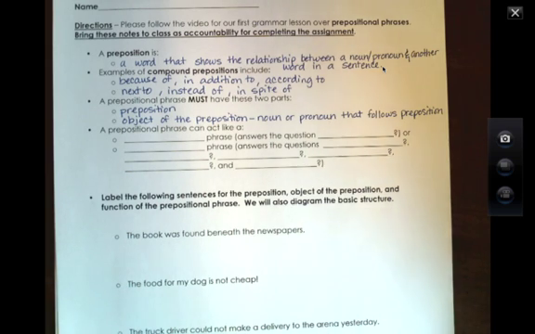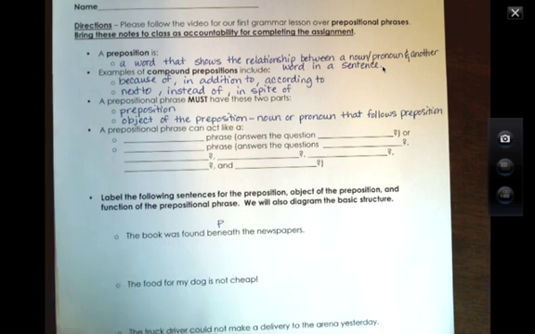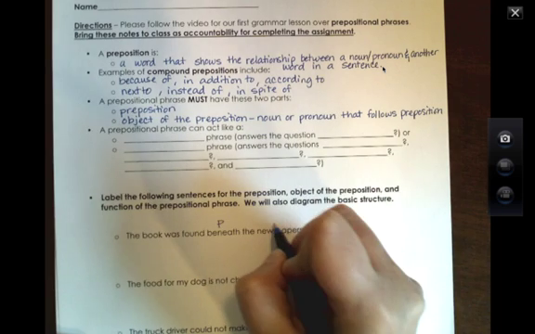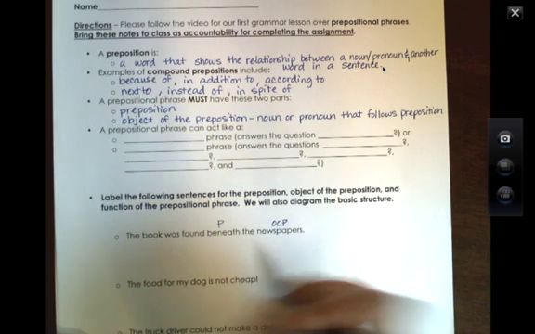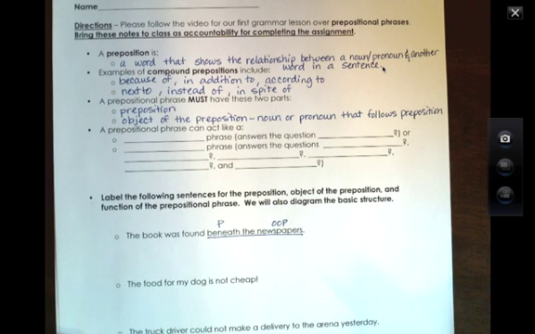So, if we look at our first sentence here, the book was found beneath the newspapers. Beneath is our preposition. The noun or pronoun that immediately follows the preposition is newspapers. So, that's our object of the preposition. So this whole thing here, beneath the newspapers, is our prepositional phrase.